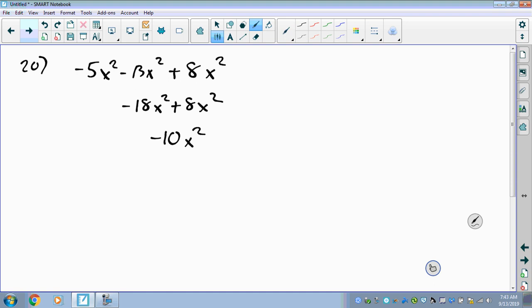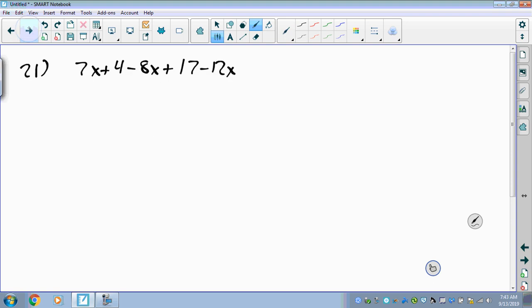You do with the coefficients. In this case, your coefficients are negative 5, negative 13, and 8. You do exactly what you normally would do. As long as they qualify, that they have the same variable, the same exponent, you just do whatever operation it's asking you to. All right, moving on.